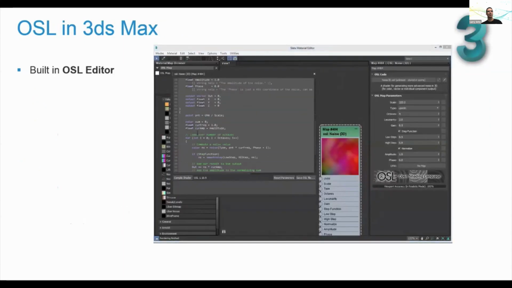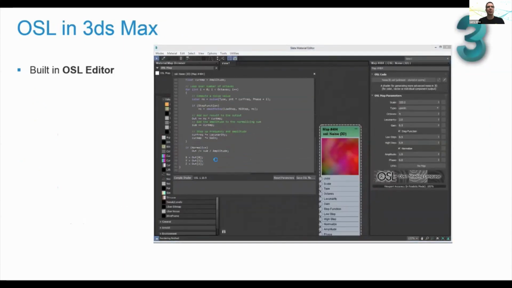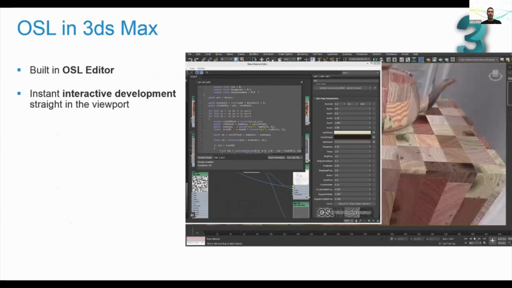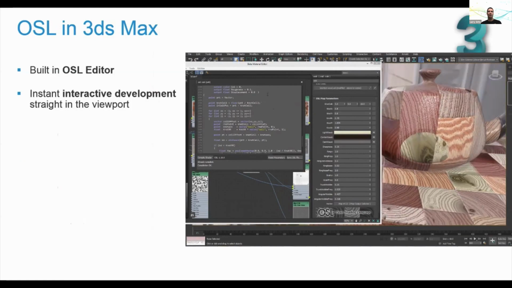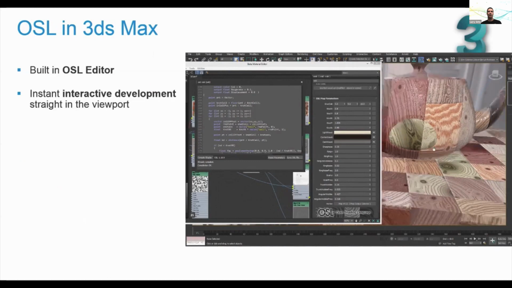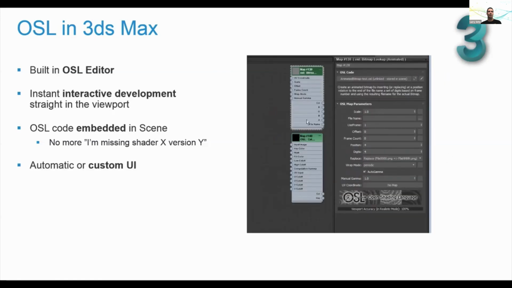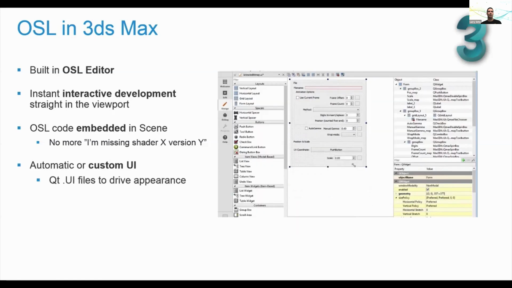So what do we have in Max? Well, Max has a built-in OSL editor, syntax highlighting, all sorts of things. You just hit the compile button and it immediately happens. Since we have the automatic transcoding for the viewport, this actually happens straight in the viewport interactively. You don't even need to hit the render button to develop OSL shaders in Max. Also, we embed the OSL source in the scene. So when I send the file to you or to a render farm, you'll never run into the problem of, oh, I'm missing shader X. It's always in there.